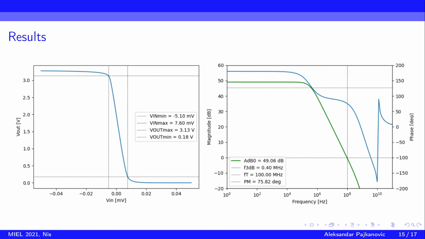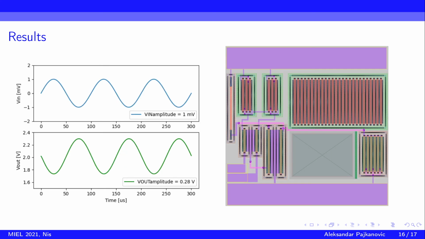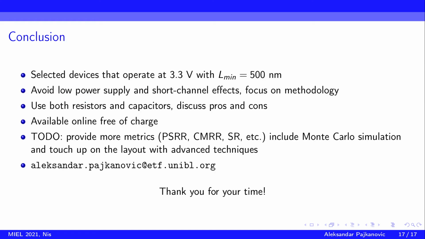These are the results. We can see the minimum and maximum at the input and the output of the circuit. This is the magnitude amplification of about 50 dBs, and the phase margin is somewhere at 75 degrees, whereas the transition frequency is 100 megahertz. This is the behavior in the transient analysis. And finally, the layout. Layout is very basic, no advanced techniques whatsoever. So this is something that we plan for future work.